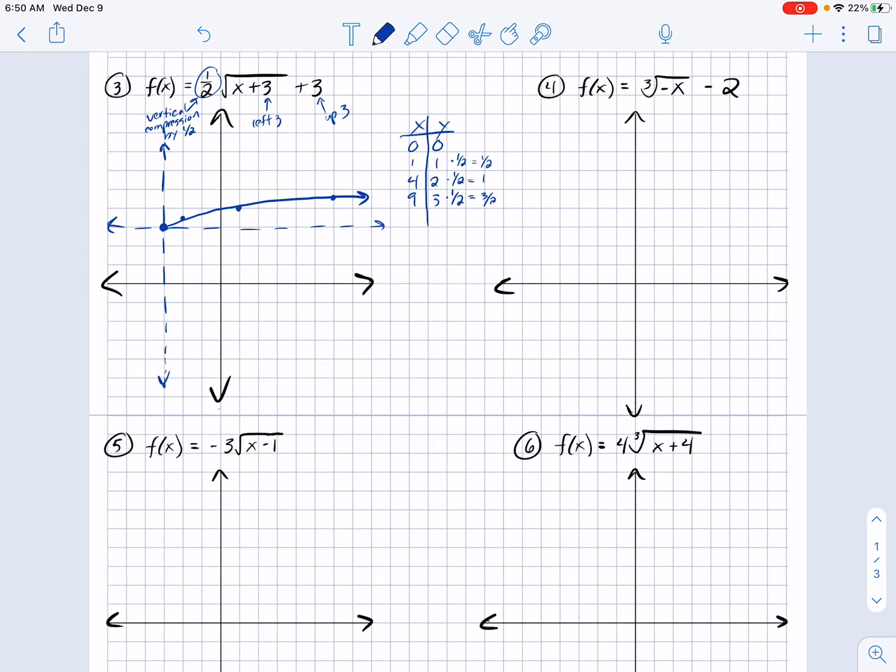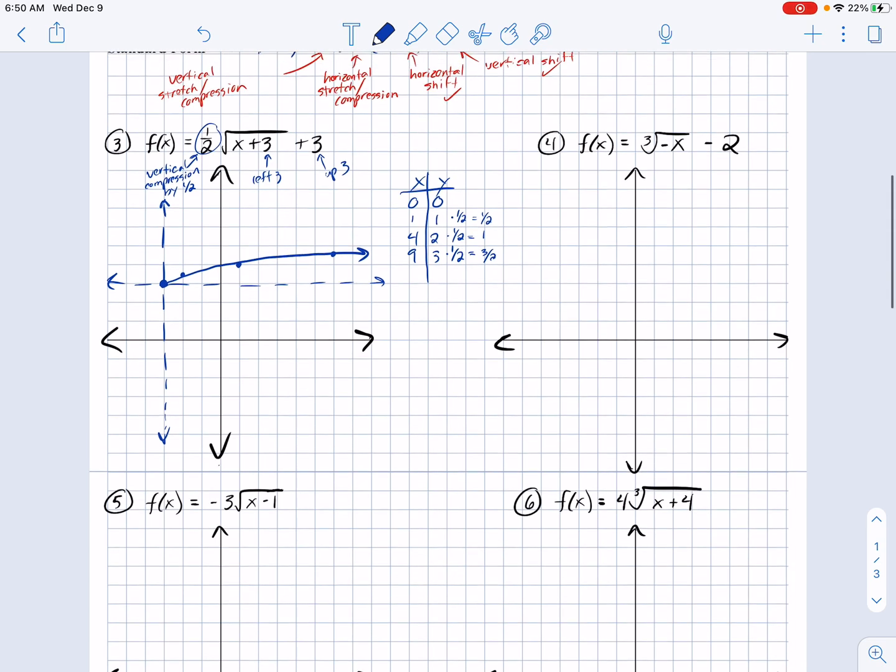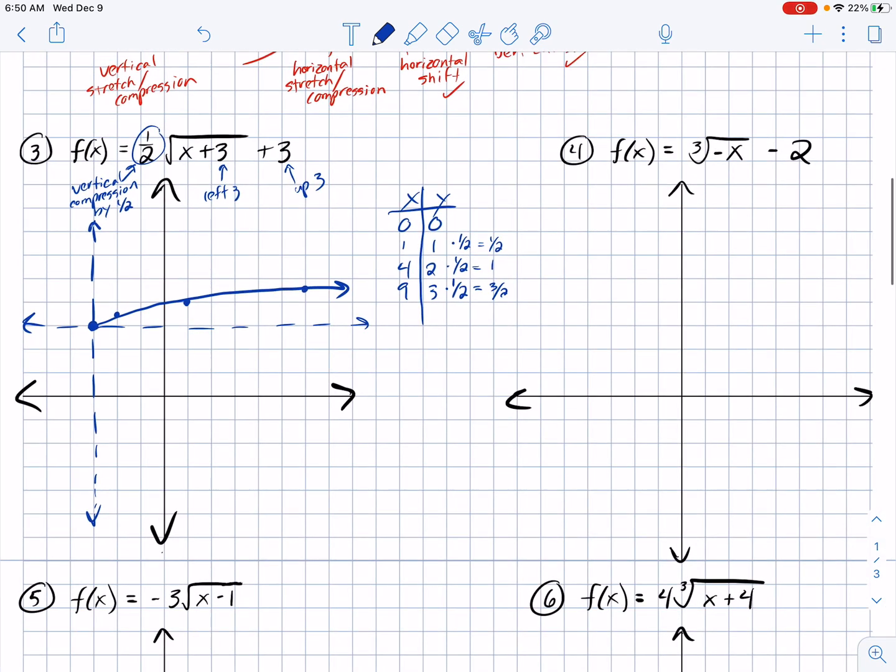All right, let's try another. Let's try 4, and then you can graph 5 and 6 on your own. For 4, we don't have a shift left or right at all. We just have a shift down 2.